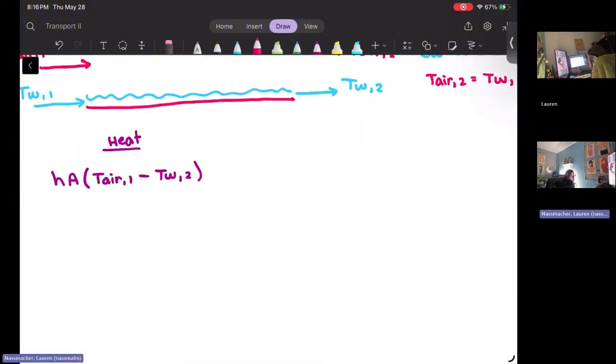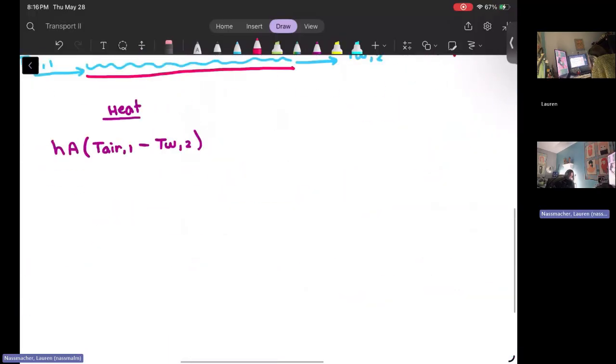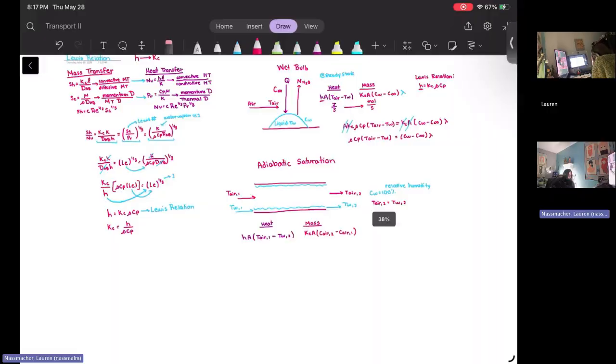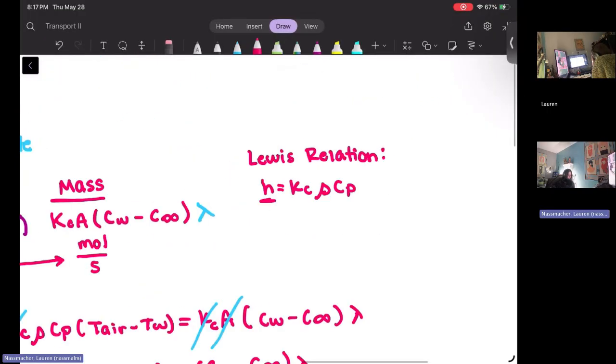And our mass, don't know why I forgot that word. It's late. It's not that late. I'm lying. Is our mass transfer coefficient. It's 8. It's like medium late. Mass transfer coefficient, area, multiplied by the concentration of the air, 2, minus the concentration of the air, 1.